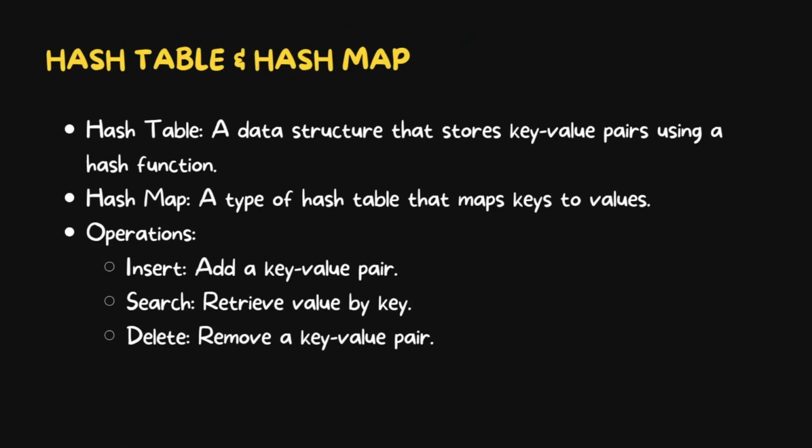A hash table is a data structure that stores key-value pairs. A hash map is a more abstract version of this, where each key is hashed to find the index for its value. For example, in Python, dictionaries are implemented as hash maps. You can store and access values by their unique keys in constant time, thanks to the underlying hash table structure.